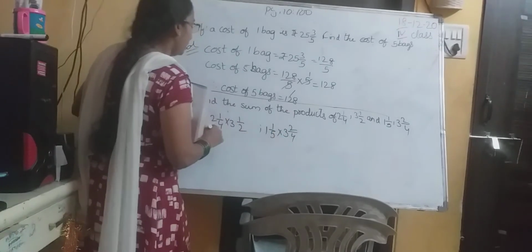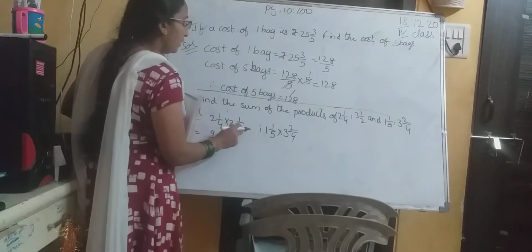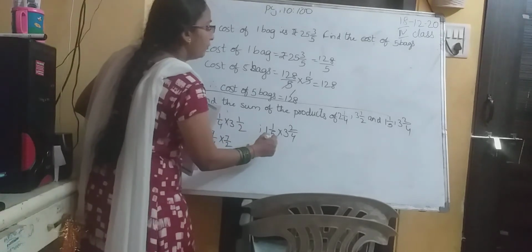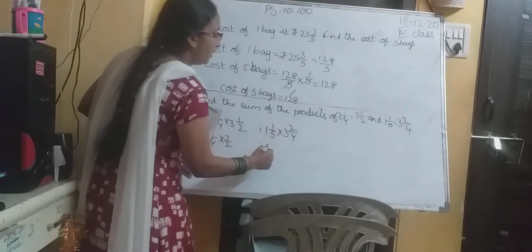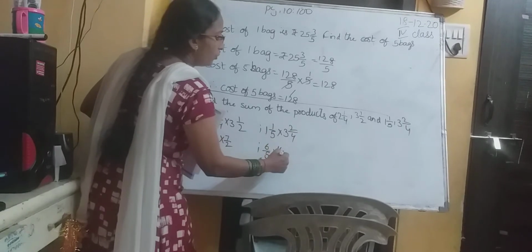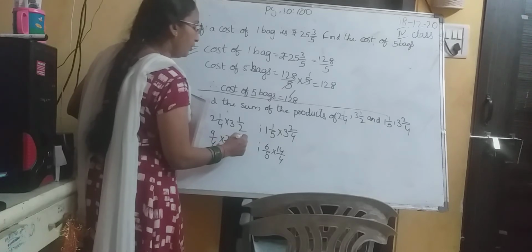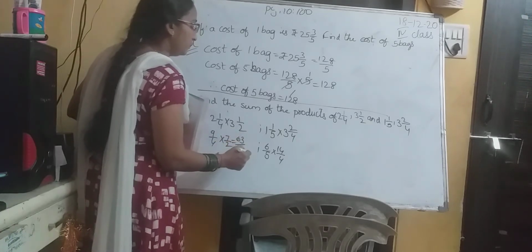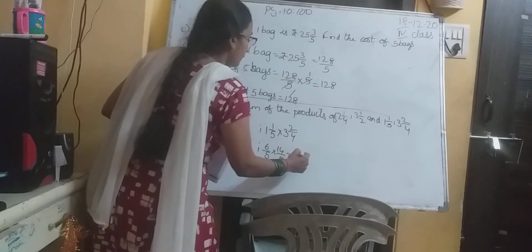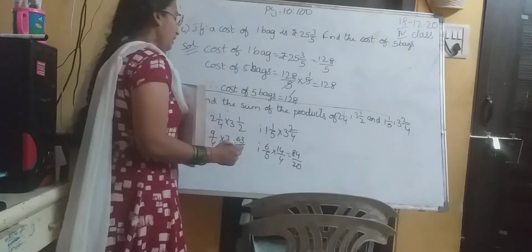Okay, product. That is nothing but 4 2s are 8, 8 plus 1, 9 by 4 into 3 2s are 6, 7, 7 by 2. Then here 5 1s are 5, 5 plus 1, 6 by 5 into 4 3s are 12, 12 plus 2, 14, 14 by 4. Now you multiply both of them. 7 9s are 63 by 4 2s are 8. Now 14 6s are 84 by 20. Okay children.